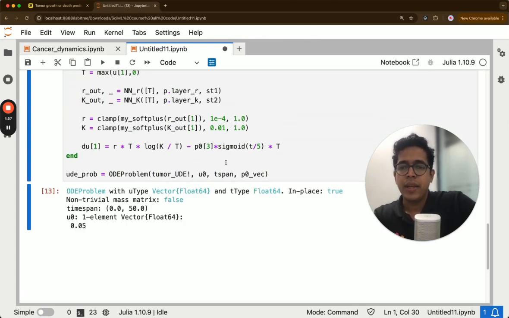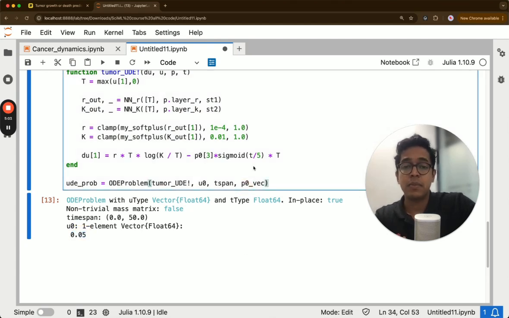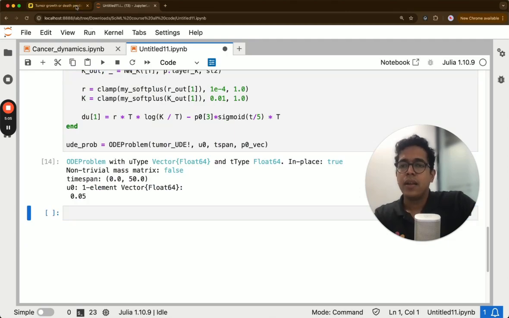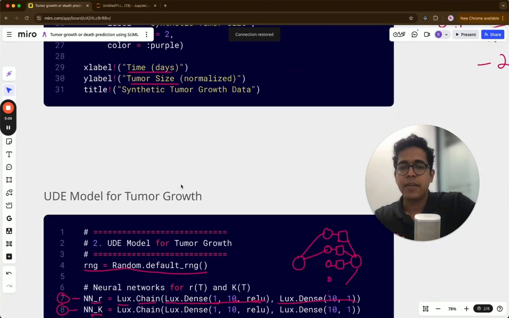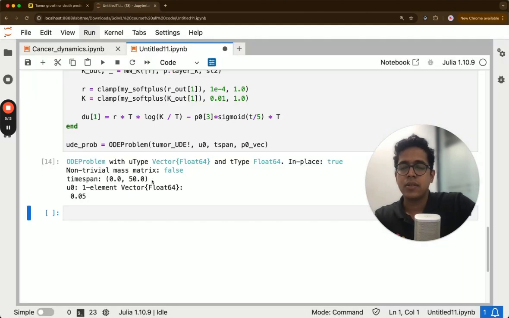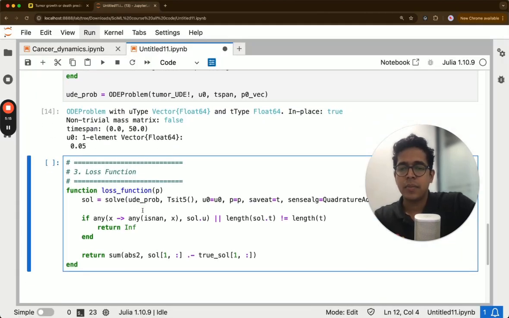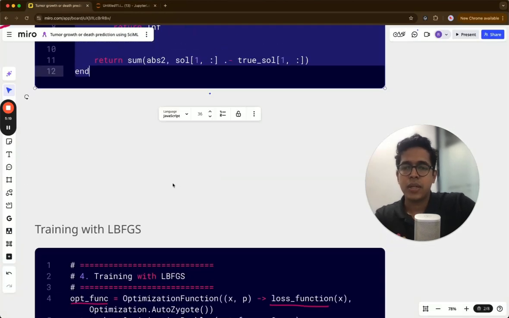So now the UDE definition is fine. And here it is printing the initial size. U0 is the initial size of the tumor with respect to its maximum possible size. Okay. Now we can define the loss function, which is here. So the loss function is the mean squared error function. And nothing will happen because we are just defining it.